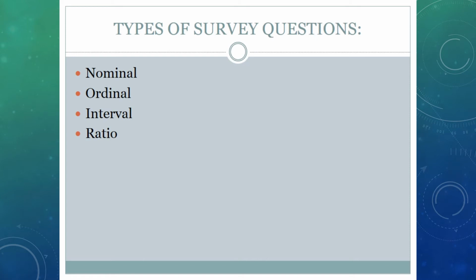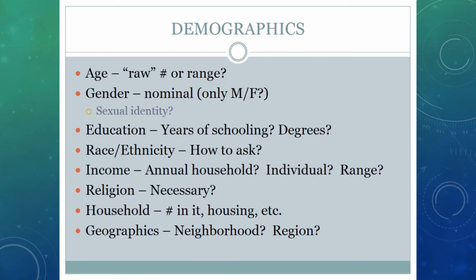So, types of questions. We know nominal, ordinal, interval, ratio. And we're going to go through what that would look like in a survey. Demographic information can be nominal or other categories as well. So let's take a look at age. If you ask what's your age in years, that's what I mean by asking for a raw number, and that's ratio level data because it has a meaningful zero.